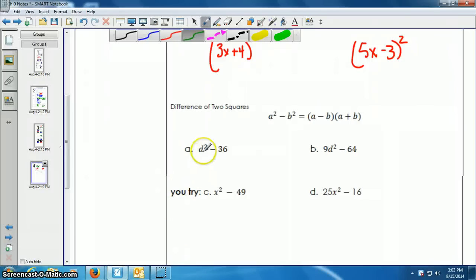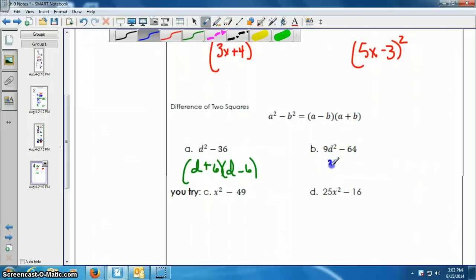So what we're going to do is kind of the square root like we did above. Square root of d squared is d. Square root of 36 is 6. And we're going to have one's a plus and one's a minus. So that way that middle term cancels out. So let's try the other one.